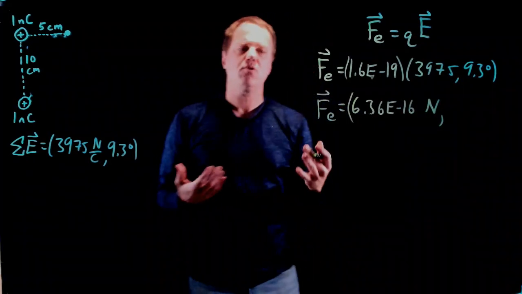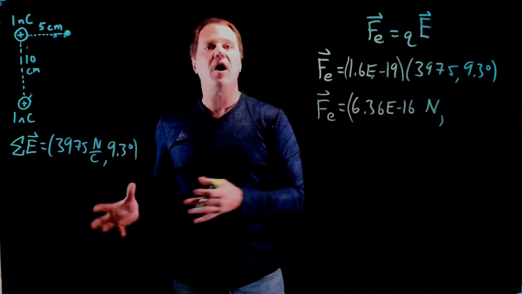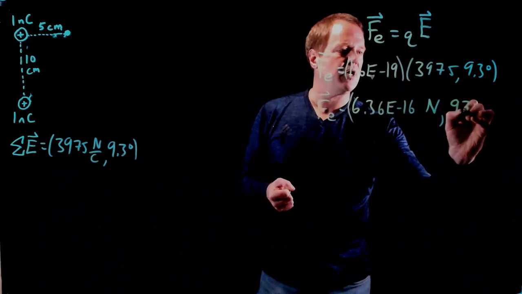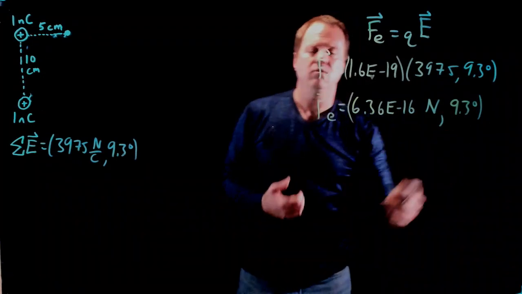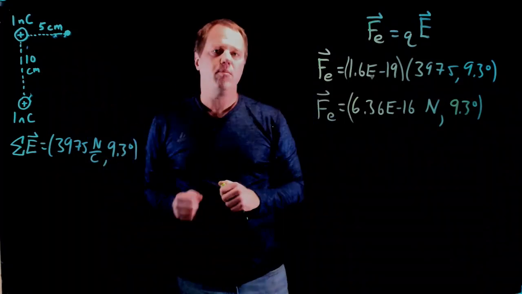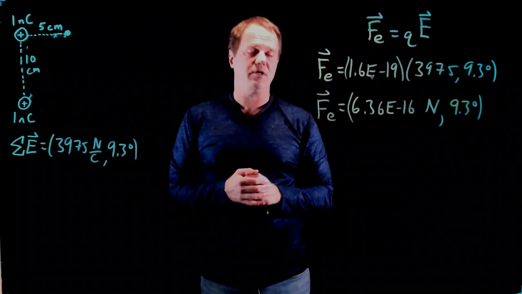And then the direction remains the same because it's a positively charged object. We'd go in the opposite direction if it was a negatively charged object. So the 9.3 degrees remains the same, and we're done. Okay, that's the magnitude and direction of the electric force if we were to put a proton at that particular location.